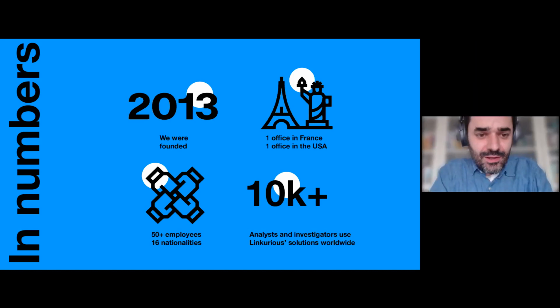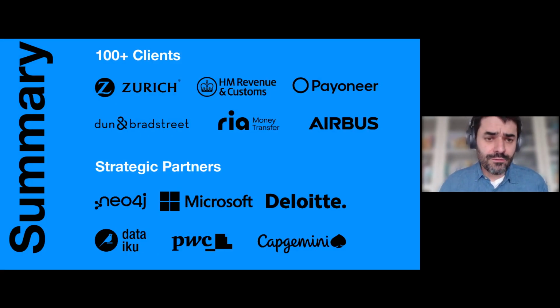So first, a quick word about Linkurious. The company was founded in 2013. We are a team of 50 plus employees, serving more than 10,000 analysts who are using our software on a daily basis to conduct complex investigations. And we have two offices, one in France and another one in the US. We have 100 plus clients throughout the world, and those clients span across the public sector, where we are working, for example, with the tax agency in the UK or in India, but also the commercial sector with partnerships with Airbus, real money transfer, or Zurich Insurance, among others.